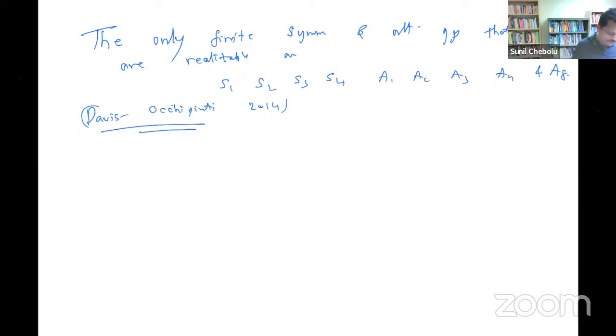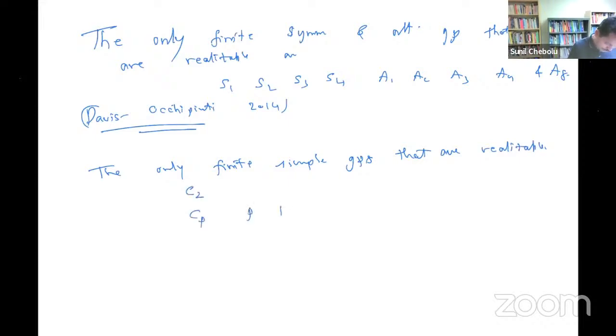And when you look at finite simple groups, the answer is very simple. The only finite simple groups, which group theorists love, I guess, that are realizable are the cyclic group of order 2, the cyclic group of order p where p is a Mersenne prime, and PSL(2, F_2^n) with n at least 3. That's it. Nothing more, nothing less. So this is the class of all finite simple groups.